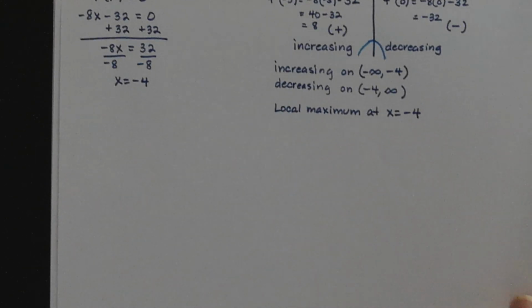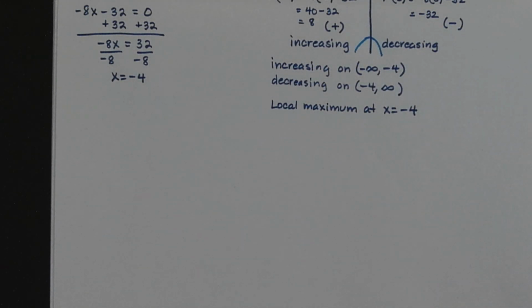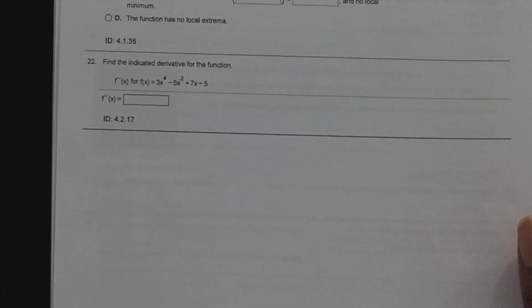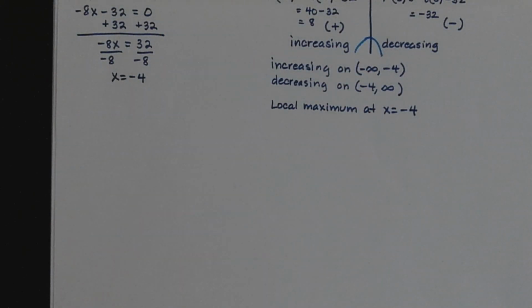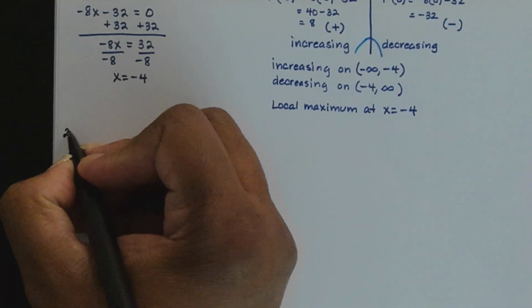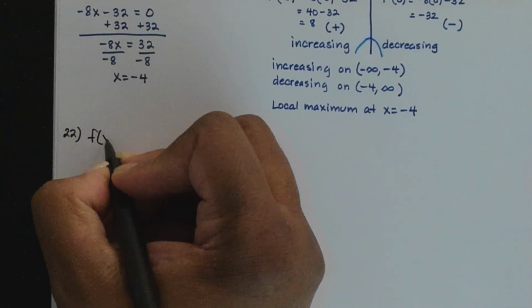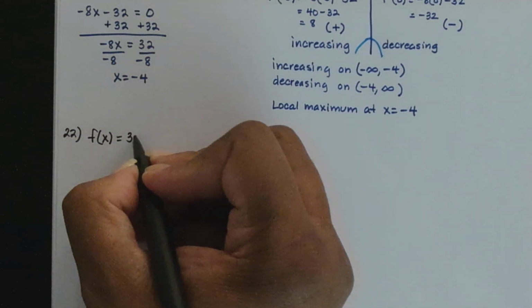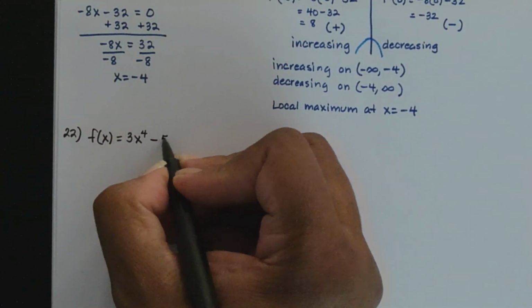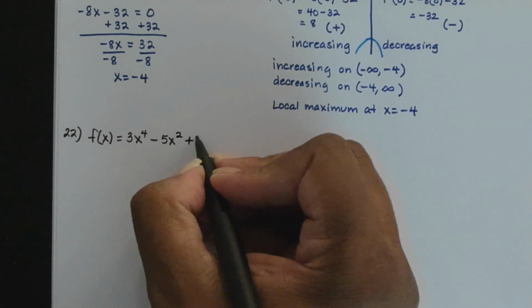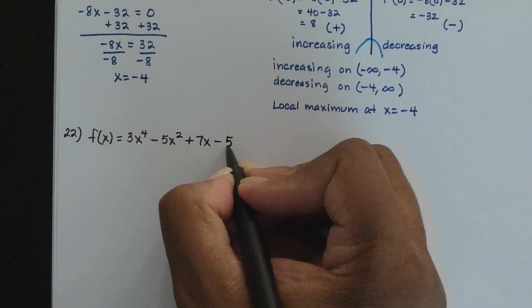Number 22 is finding the indicated derivative for the function f of x equals 3x to the fourth minus 5x squared plus 7x minus 5. And we're looking for f double prime of x. So here we got f of x is equal to 3x to the fourth minus 5x squared plus 7x minus 5.